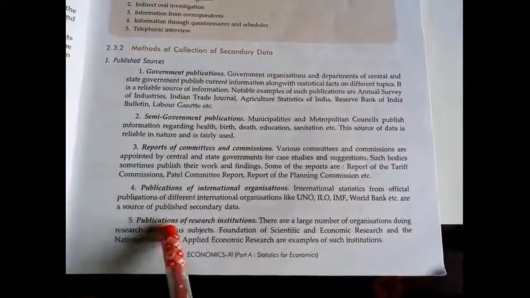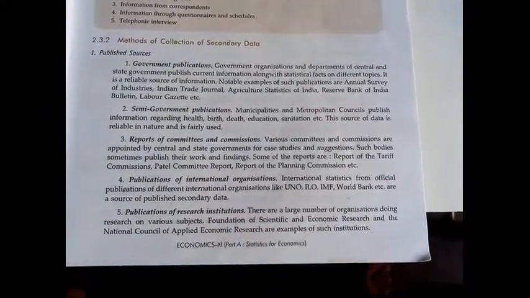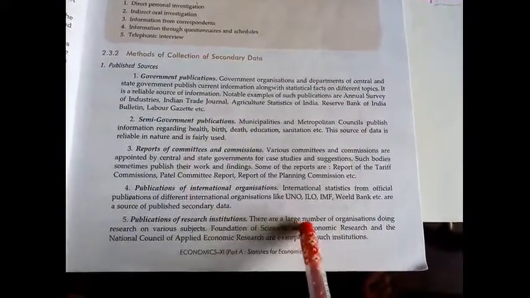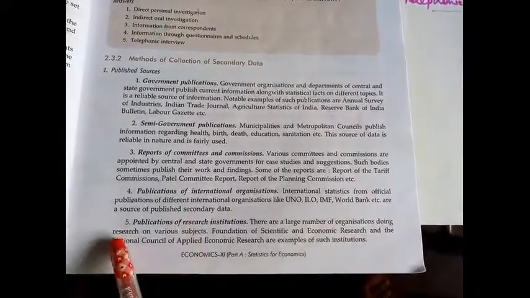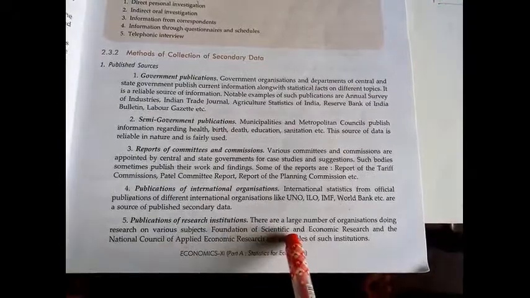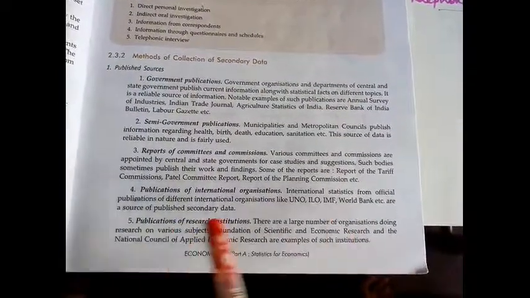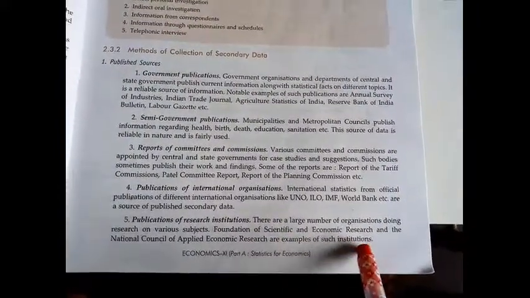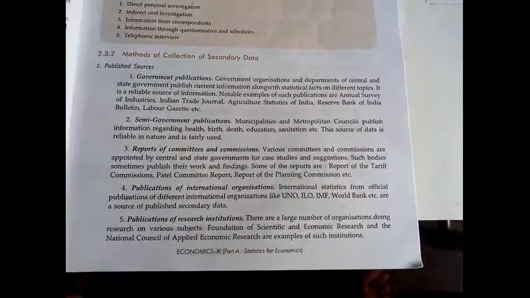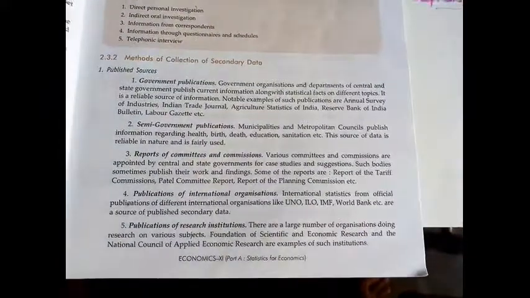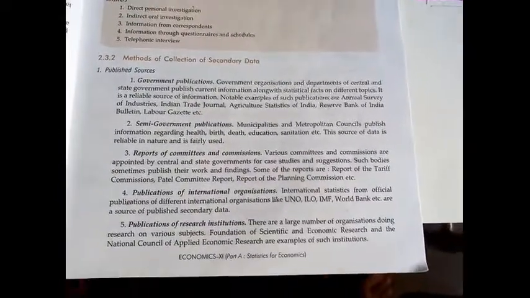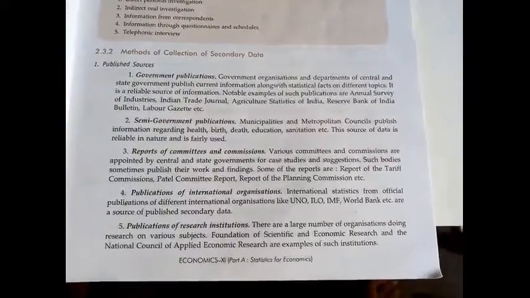Okay, next, publications of research institutions. Yes, some research institutions also provide you data and information. There are a large number of organizations doing research on various subjects. The Foundation of Scientific and Economic Research and the National Council of Applied Economic Research are examples of such institutions. So for scientific or economic matters, if you go to a research institution to get data, it will provide you the suitable data you want.